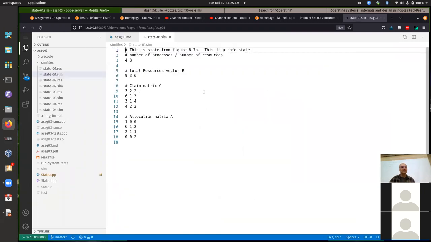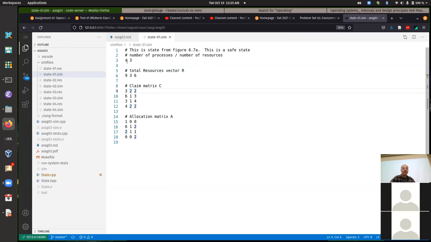inputs here for the simulation. I formatted these as a plain text file, and this should be understandable now after you worked on the written problem set. This is really just the same information that we gave when you did the vectors algorithm by hand, mostly. We start off with the number of processes and the number of resources. This state one here is actually the example from our textbook demonstrating that the state was safe, the one for figure 6.7.